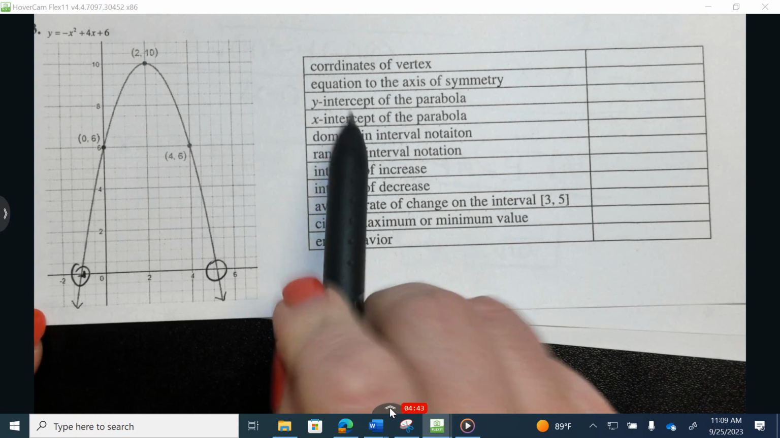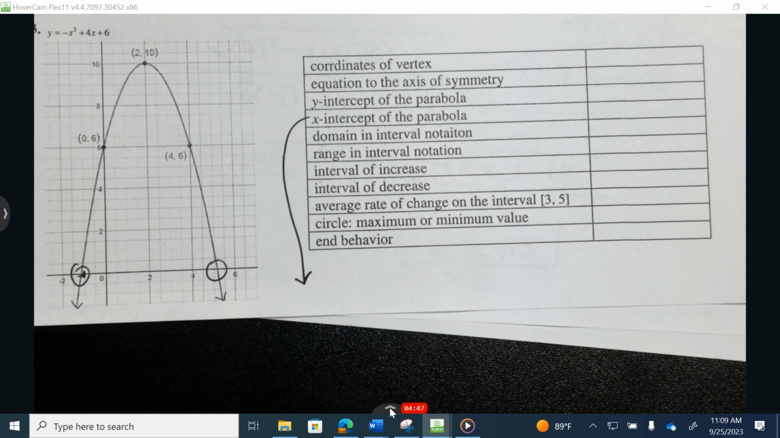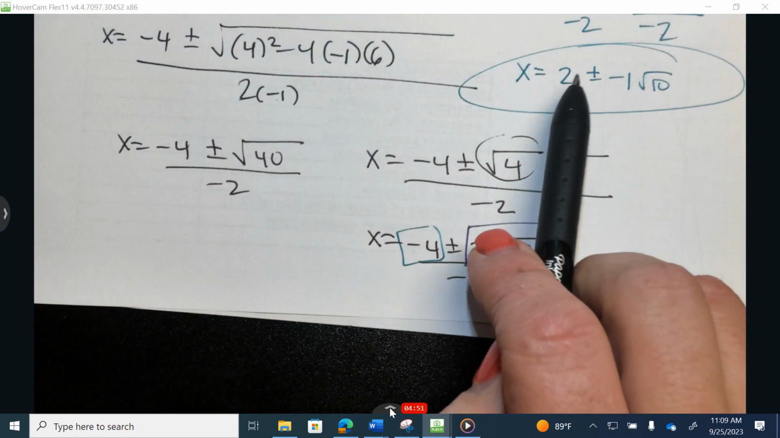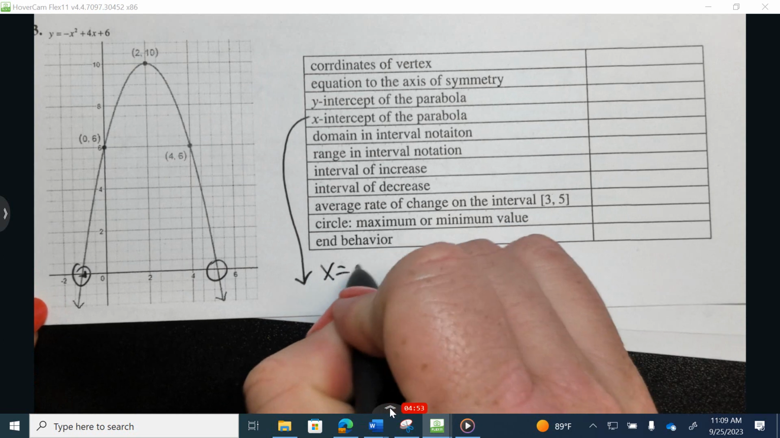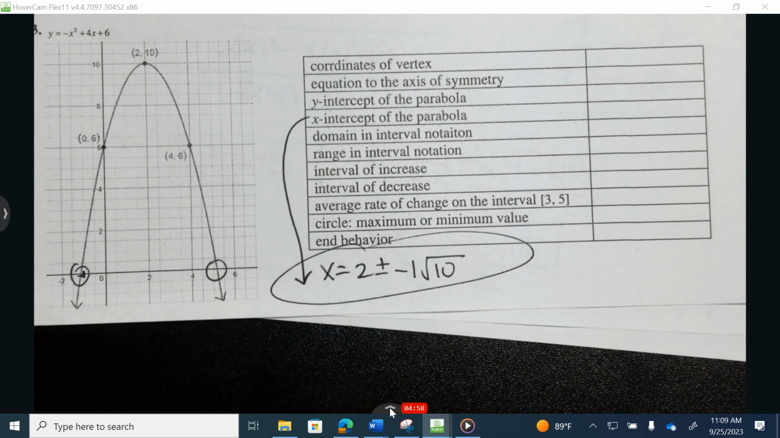So please find where it says x-intercepts. I'm going to go right here. I'm going to draw a little arrow down, and I'm going to write down the exact answers. Let's write down this exact answers. It is, if I look back up here, it is 2. X equals 2 plus or minus -1 square roots of 10. These are the 2 exact answers.